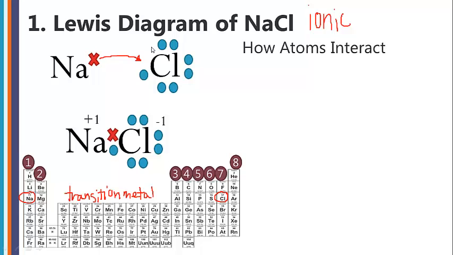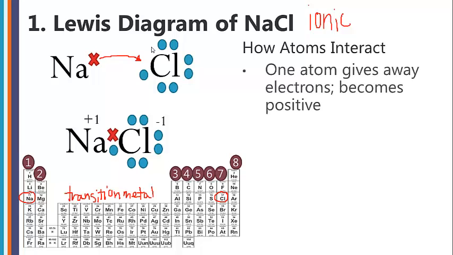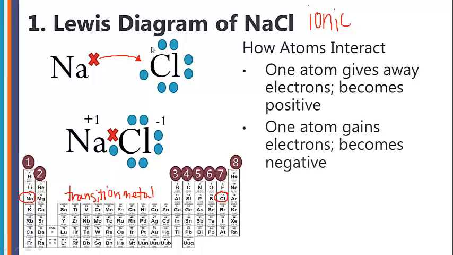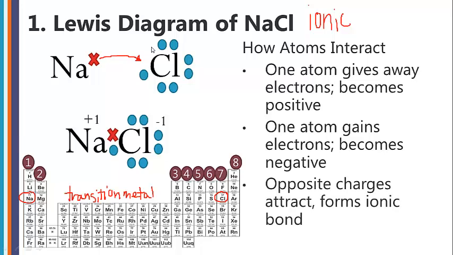The way the atoms interact whenever they form a bond is that one atom gives away electrons. That atom becomes positive. The other atom gains electrons. This atom becomes negative. Opposite charges, the cation and anion, are going to attract, and that is the formation of the ionic bond.